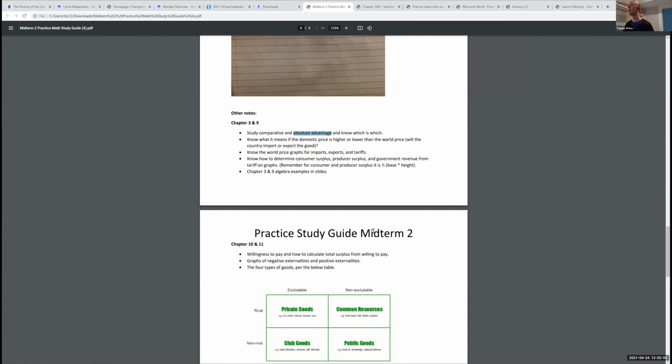Yeah, and for the problems too, if you're looking at the other notes piece, and you look at a comparative and absolute advantage question and you don't know how to solve it, definitely make sure that you do. For this one, look at the graphs of world price and domestic price and know what it means if the domestic price is higher or lower than the world price. If that's the case, is the country going to be importing a good or exporting a good under which one of those scenarios?